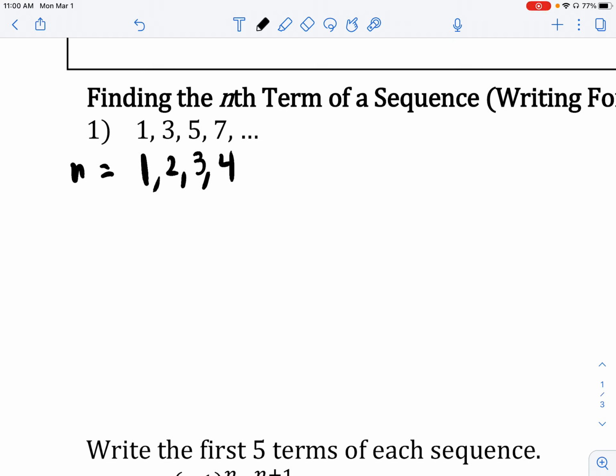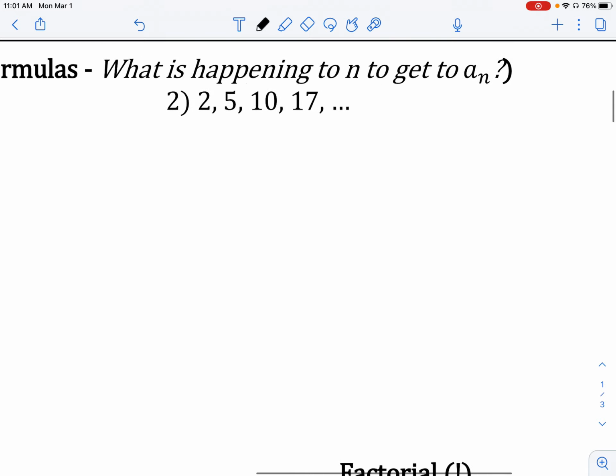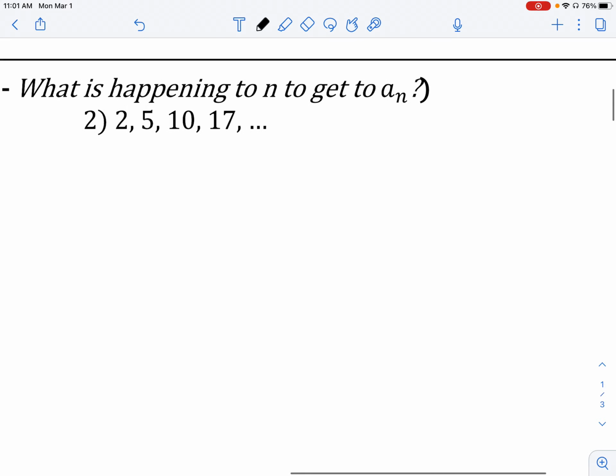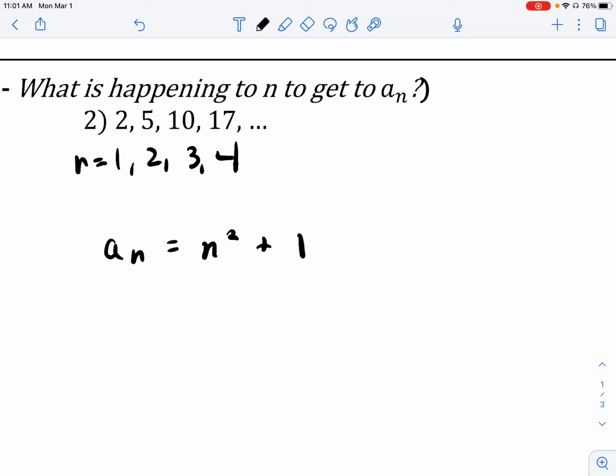Well, hopefully you had a chance to think about that. You would say a sub n is equal to 2 times our n value minus 1. So we're just doubling our n value and we're subtracting 1 from it. Let's do one that's slightly trickier. Let's try number 2 here. Go ahead and pause the video and ask yourself, what am I doing to my n to get my a sub n? Well, hopefully you found that a sub n is simply our n value squared plus 1.